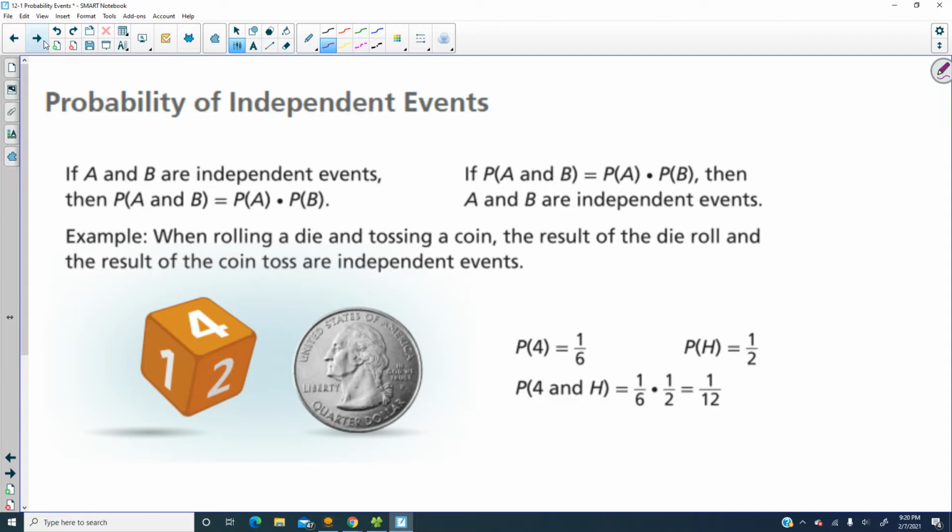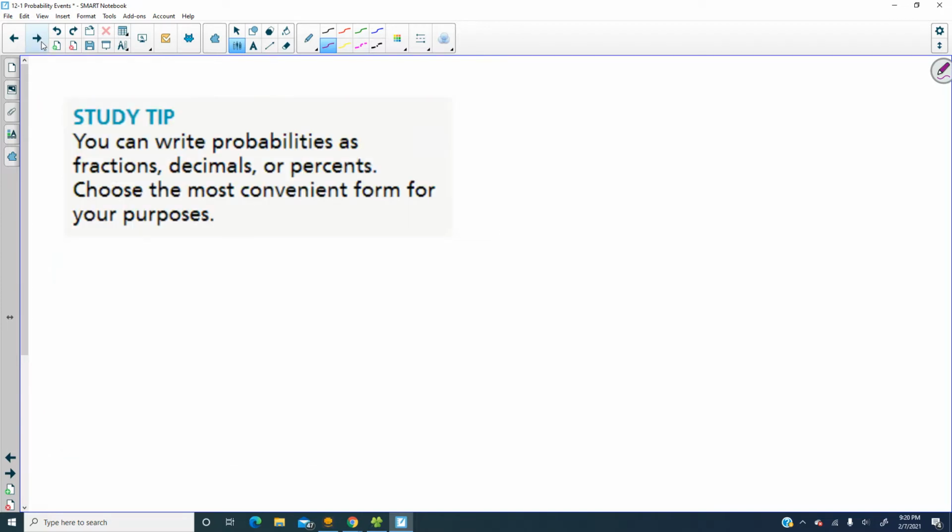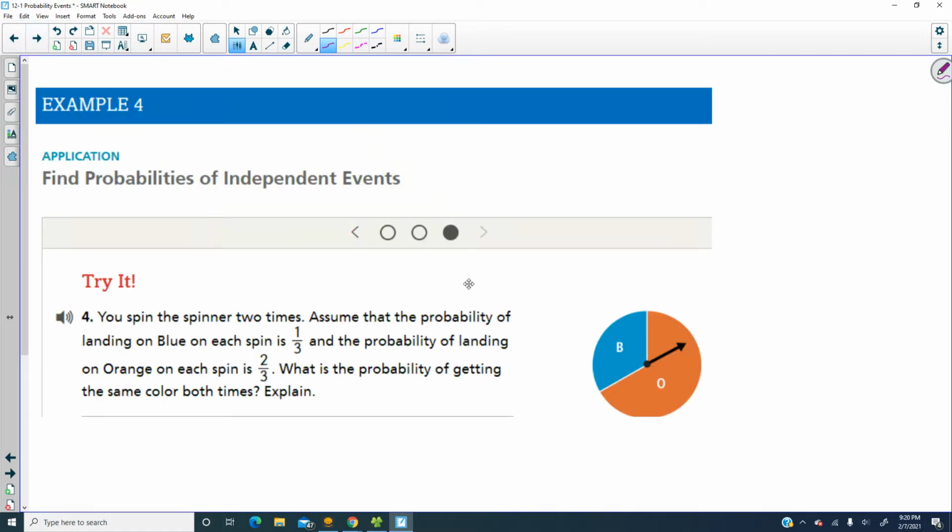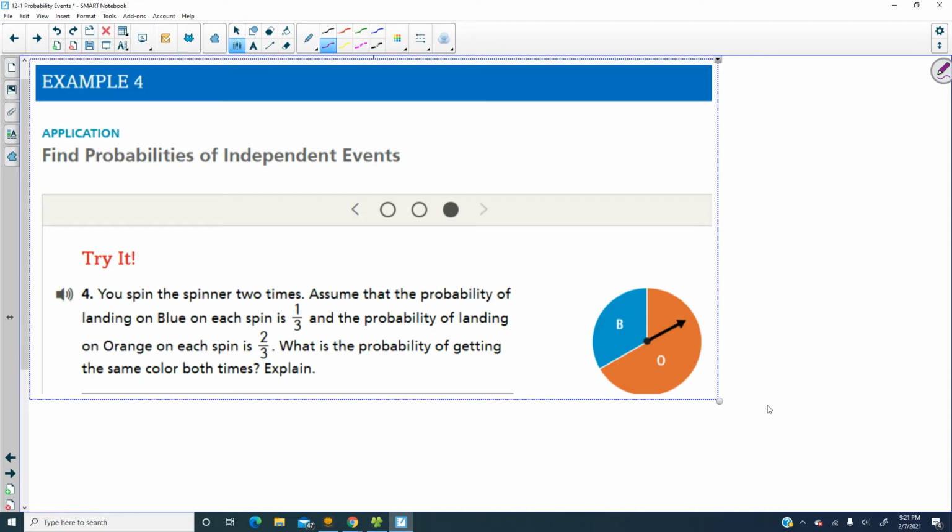All right, and here's just a glance. So take a second and read through this. You will see probabilities written as fractions, decimals, or percents, but the form will change based on what's convenient for you. All right, so last example, you spin a spinner 2 times.